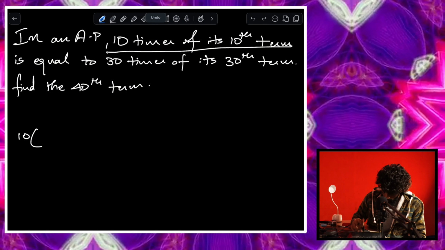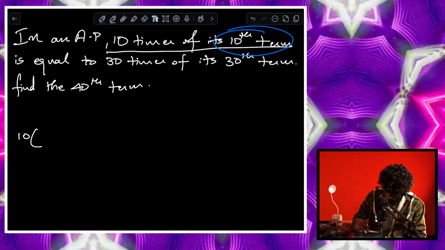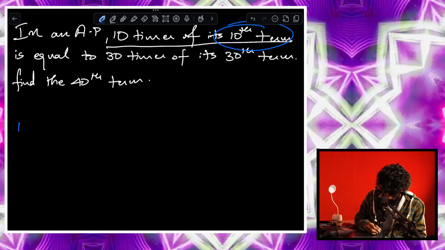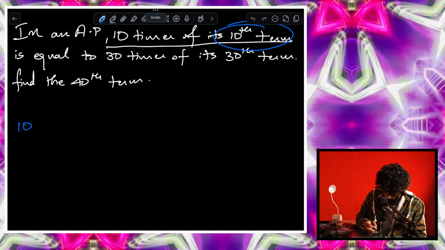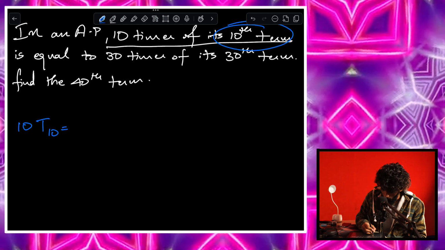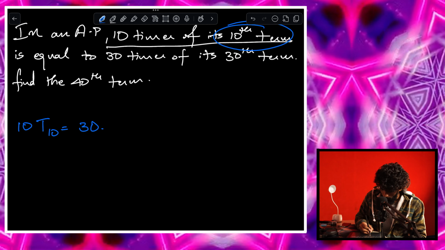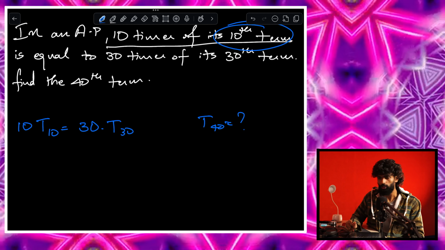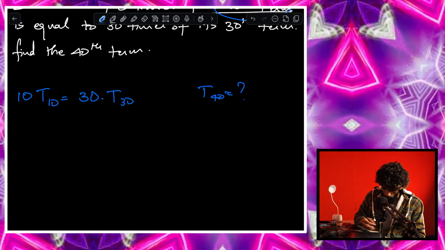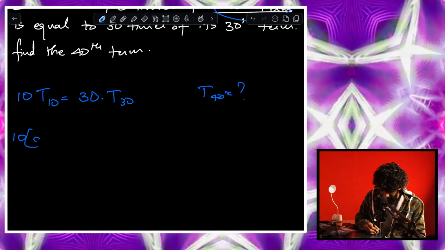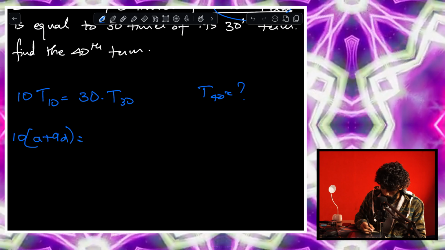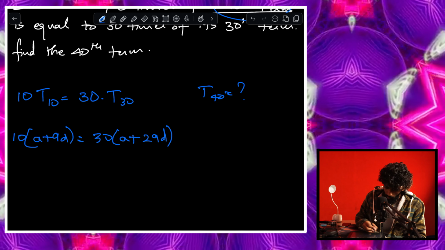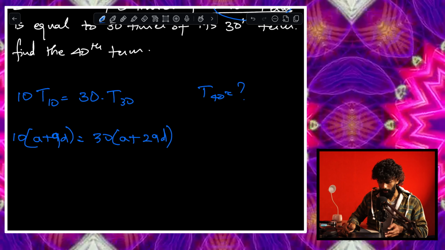I'll rewrite that. 10 times the 10th term, so 10 times T10 will be equal to 30 times T30. T40 is the question mark. This is my analysis based on the question. Now 10 as it is, right? T10 is nothing but A plus 9D equals 30 into A plus 29D. How am I getting all these things? The answer is in the previous video, so make sure you go watch that.